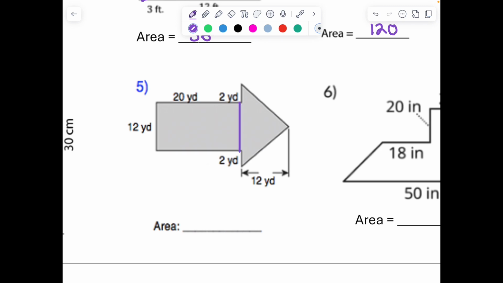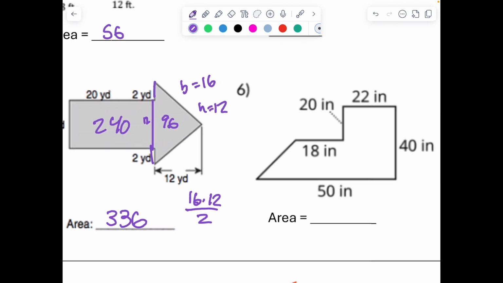Moving on to this one, I'm going to turn this into a rectangle and a triangle. So this is a 12 by 20 rectangle, so this is going to be 240. We have the 12, but plus 4 extra, so the base of our triangle is 16. And then the height is 12. So 16 times 12 divided by 2 is 96. So adding that to 240, 336.